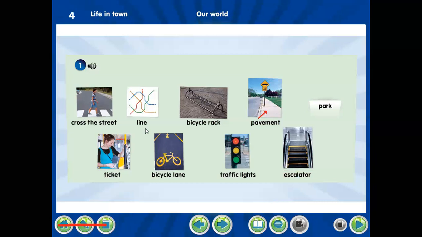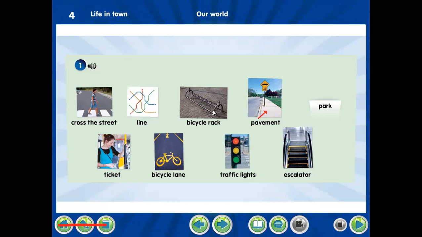Cross. Line. Teacher, what is line? You know, in other countries you can see this line map for the buses, for the trains, for the undergrounds. This is a line. One bus starts here and continues along the streets, and then stops. There is bus line, train line, underground line. This is line.